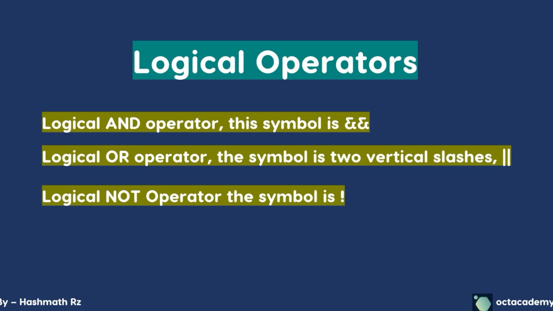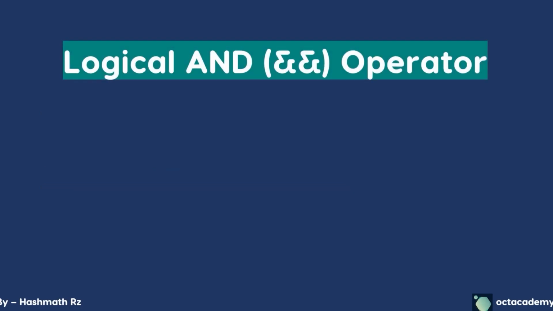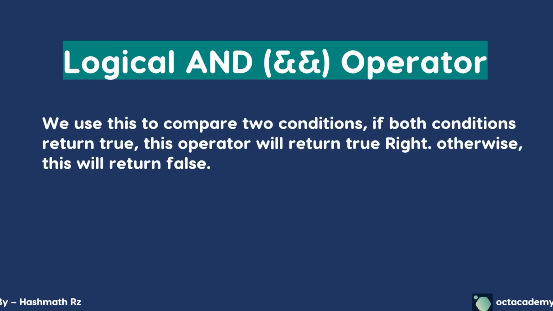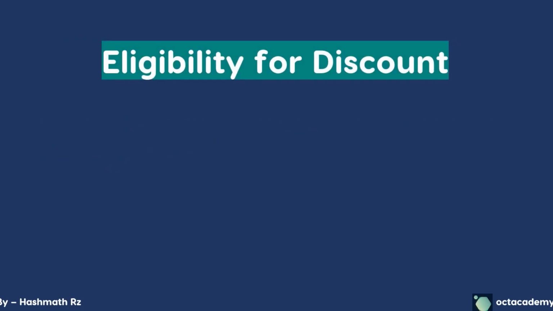Now let's see these logical operators one by one with examples. The first operator is the logical AND operator. So guys, we use this to compare two conditions. If both conditions return true, this operator will return true, right? Otherwise, this will return false. So let's look at an example of this.